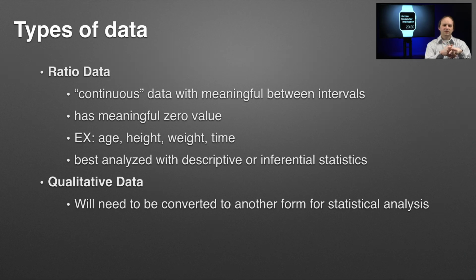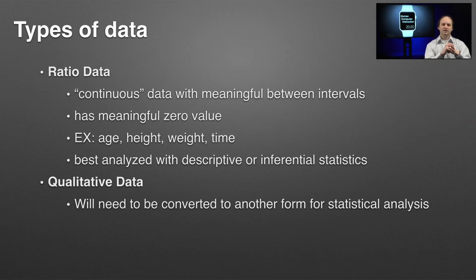So this is continuous data with a meaningful area between the intervals, but it also has a meaningful zero value. Some examples of this that exist in the world are your age, your height, your weight, time. Time 0 seconds has a natural meaning to it. It didn't take any time. So these can be analyzed the same way, but they have that nice property of having a natural, meaningful zero.